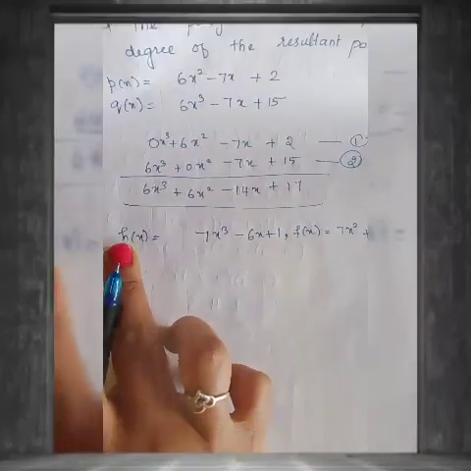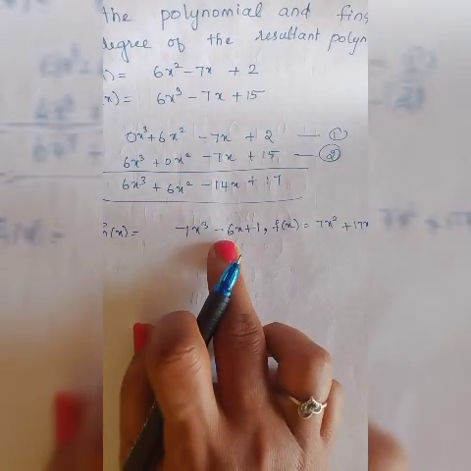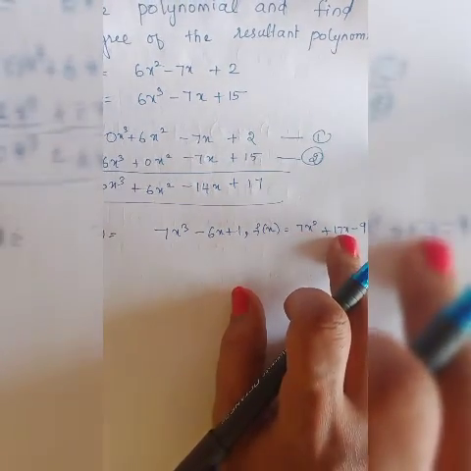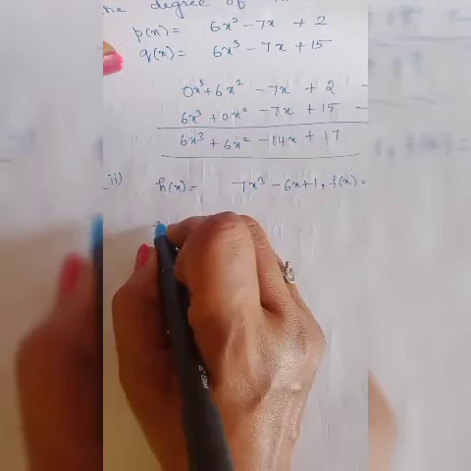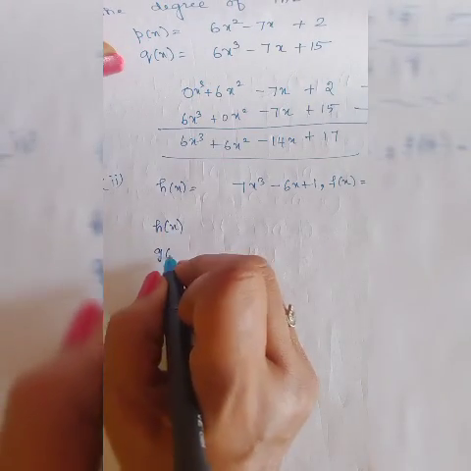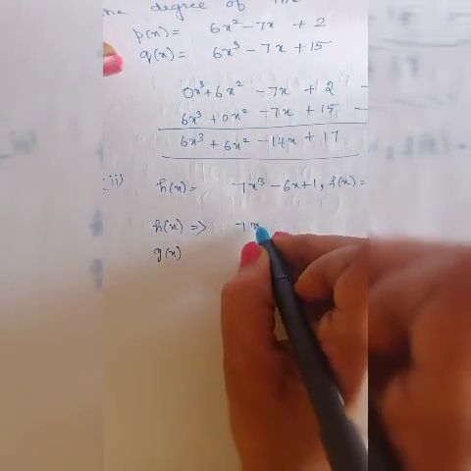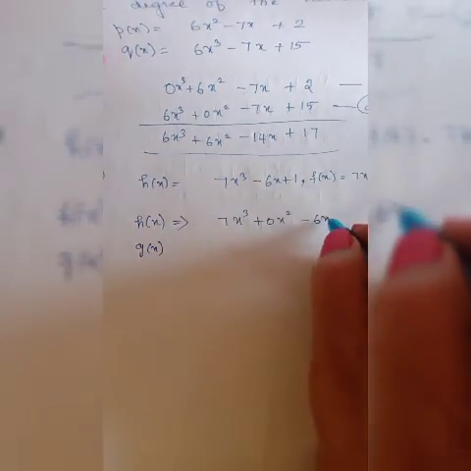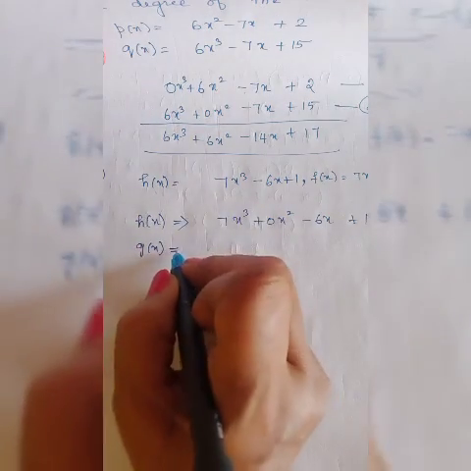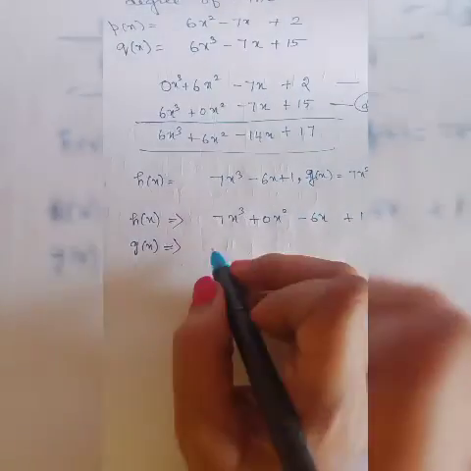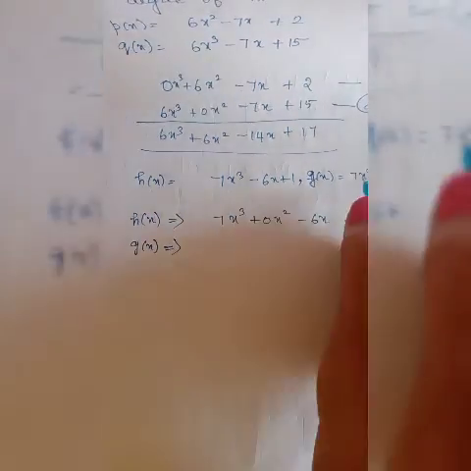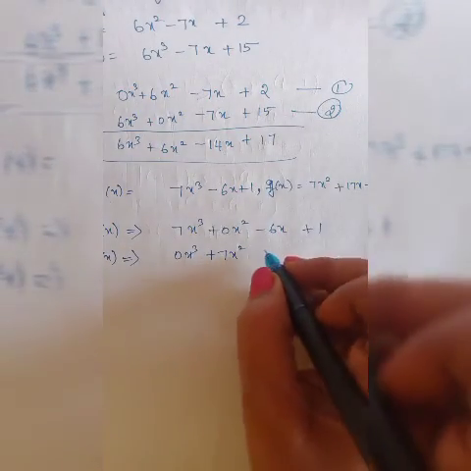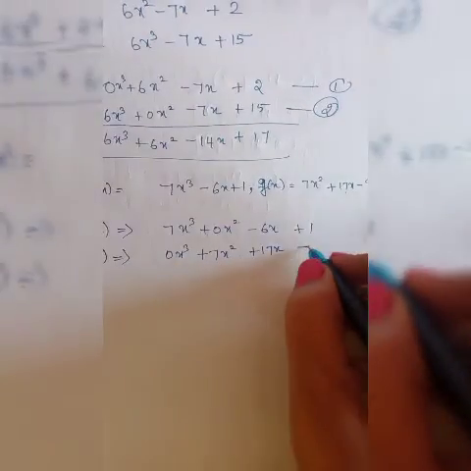Now we are going to add h of x, which is 7x cube minus 6x plus 1, with g of x, which is 7x square plus 17x minus 9. So we rewrite h of x, g of x here. H of x is 7x cube, no x square term, so 0x square, and x term is minus 6x and the constant term is 1. Now this is g of x. Now g of x is 7x square, no x cube term here, so 0x cube term, 7x square term plus 17x and minus 9.